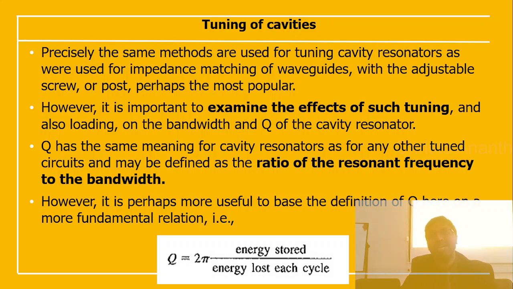Okay, so you have to examine the effects of tuning and also loading, which make an impact on the bandwidth and of course the quality factor of the cavity resonator. Quality factor has the same meaning for cavity resonators that it has for tuned circuits. So Q is defined as the ratio of the resonant frequency divided by bandwidth. Okay, so that's how you will understand the definition. Q is equal to 2 pi multiplied by the maximum energy stored per cycle divided by the energy lost per cycle.